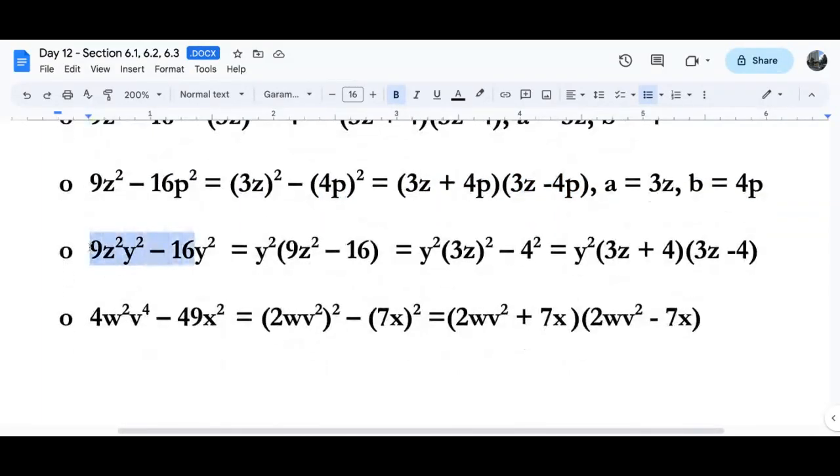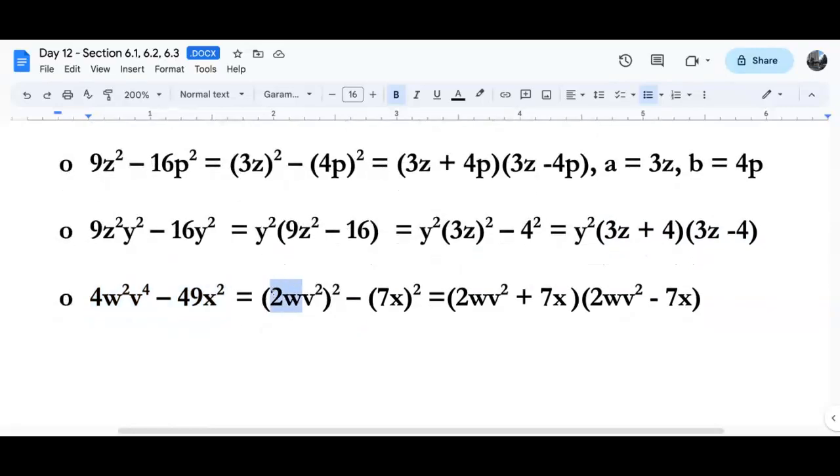If we have 9z squared y minus 16y squared, we can factor out y squared because the y squared is common factor. Then we have 9z squared minus 16, so we factor as 3z plus 4, 3z minus 4. If we have 4w squared v to the fourth power minus 49x squared, the first one is 2w squared parentheses squared. Then 49x squared can be written as 7x parentheses squared. So now we have a difference of two squares, right? That equals 2w squared plus 7x times 2w squared minus 7x.